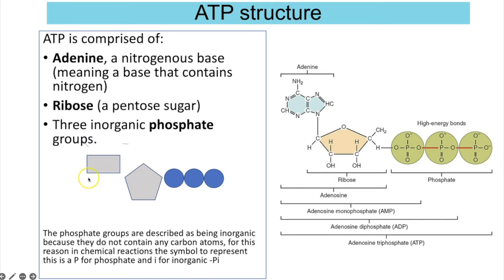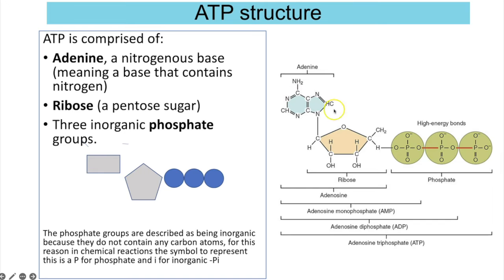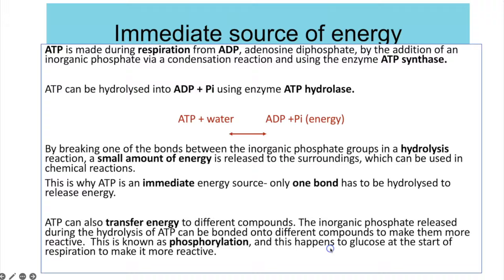And the level of detail that you need to know it in is actually here. You don't need to know all of the atoms within it. You just need to know that you have the nitrogenous base bonded to the pentose sugar, which is ribose, bonded to these 3 inorganic phosphates. And the phosphate groups are described as being inorganic because they don't contain any carbon atoms. And for this reason, in chemical reactions, the symbol used to represent the inorganic phosphate is Pi, meaning inorganic phosphate.